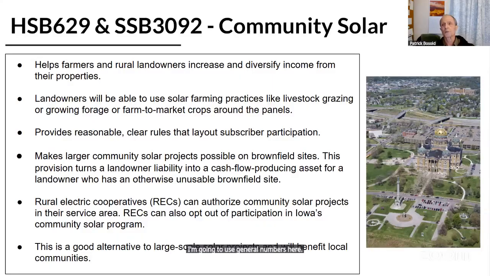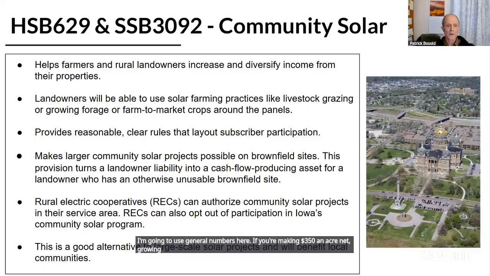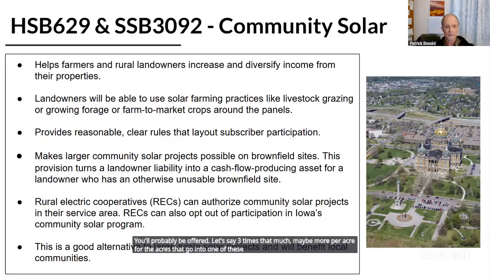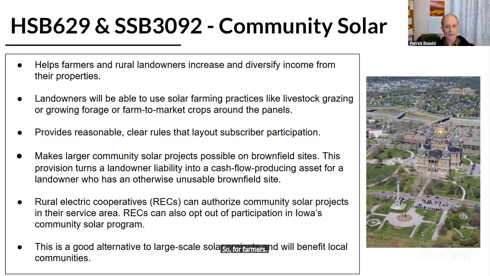The landowners, I'm going to use general numbers here. If you're making $350 an acre net growing out corn and soybeans, you'll probably be offered, let's say, 3 times that much, maybe more per acre for the acres that go into one of these community solar projects. So for farmers who are having a tough time of it with corn and soy rotations and the amount of money that they can get from that, this adds additional income for the farm. And it's very steady and reliable.